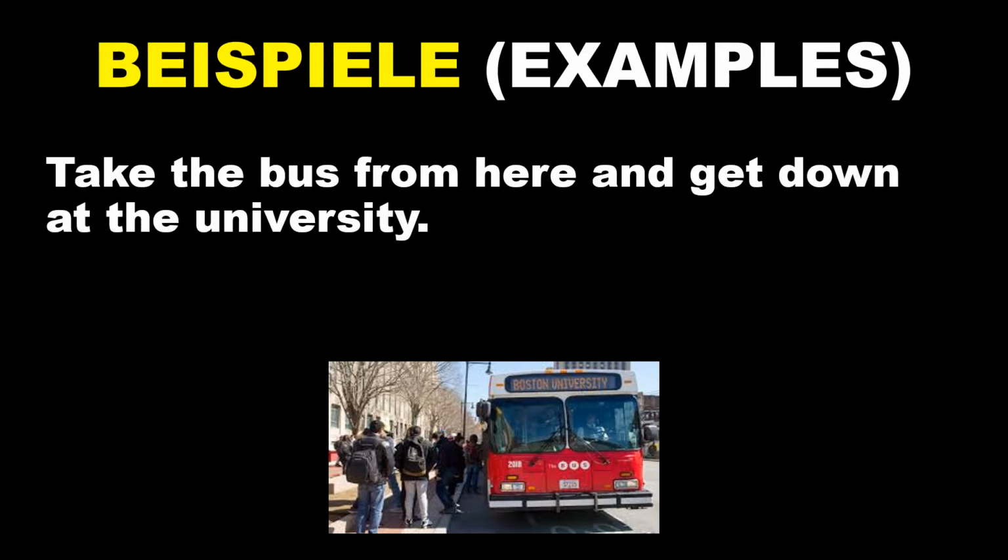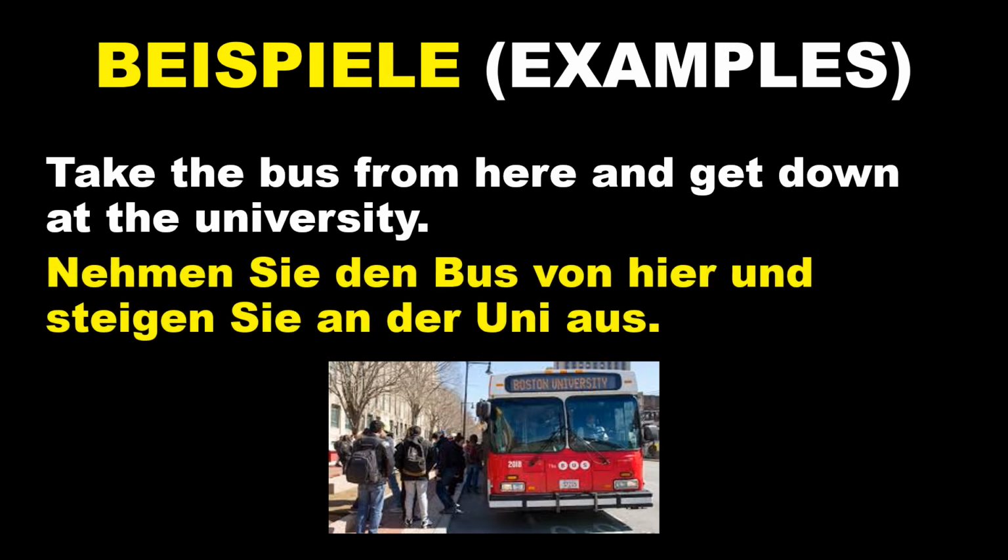Now, if you want to use a bus, then take the bus from here and get down at the university. If you're giving instruction to somebody, you can say take the bus from here and get down at the second stop, or wherever you want to go. So that is how we will translate. Nehmen Sie den Bus von hier und steigen Sie an der Uni aus. If you want to give the number of the bus, you can also add it here: Nehmen Sie den Bus, Nummer so und so, von hier und steigen Sie an der Universität aus.